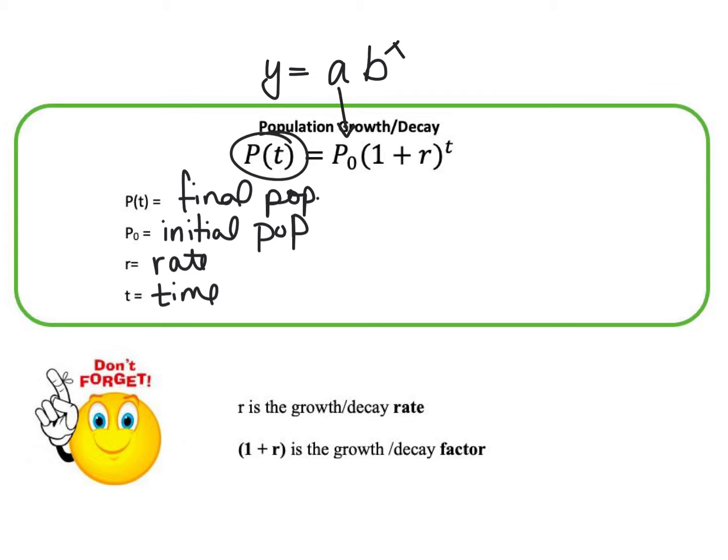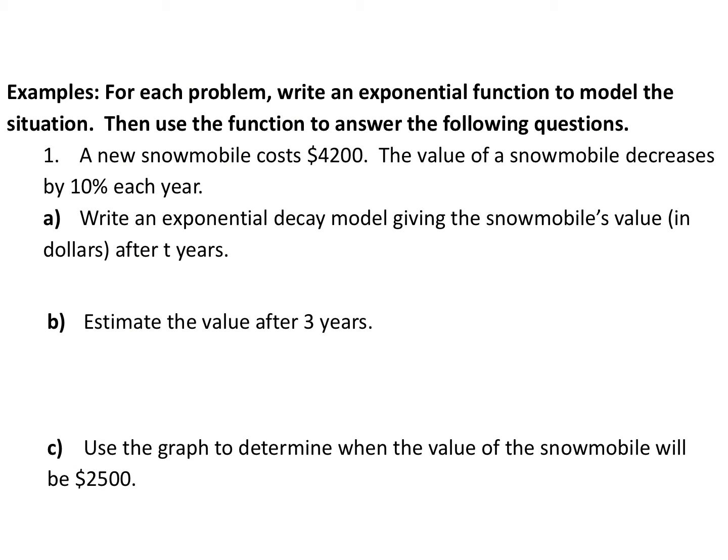Just reminding you again that R is your growth rate or your decay rate, and 1 plus R is your growth or decay factor. That'll help you with these word problems. So we're going to write an exponential function to model the situation, and then we will use that model to answer some questions.